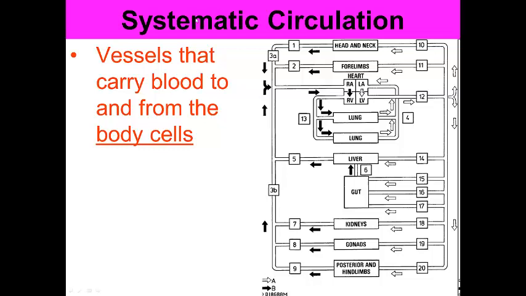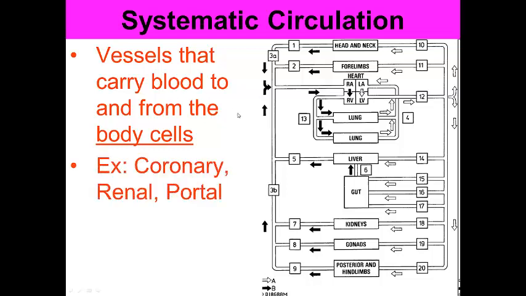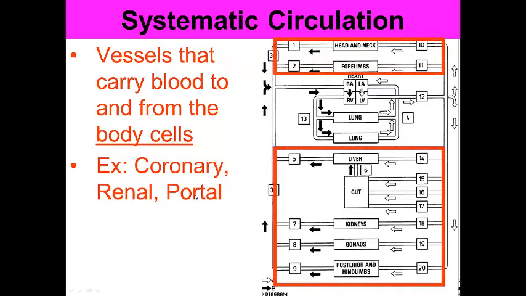Systemic, or body, circulation involves vessels that carry blood both to and from body cells. Examples of these are the coronary artery, the renal artery, and the portal vein. So each one of these is sort of a closed system where it's all running back to the heart, right? Again, these are all going out to the body and back to the heart.